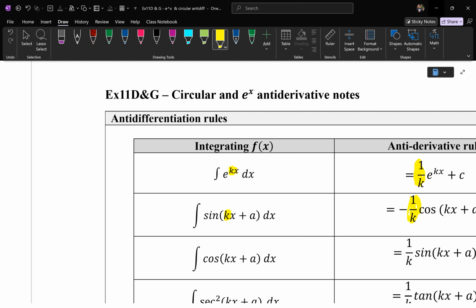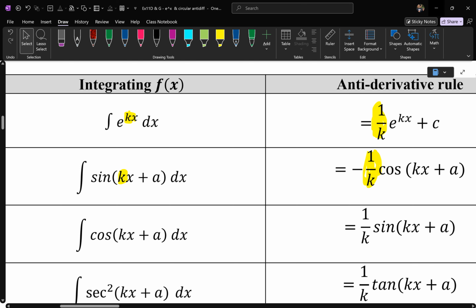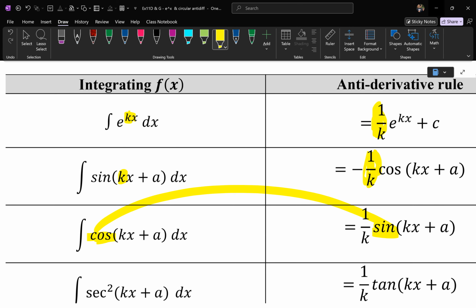Be careful with the sine and cosine. The derivative of sine is cosine, so when you do the antidiff of cosine, that's why it's positive. Whereas the other way around, when you derive cosine, you get negative sine. That's why when you antidiff sine, you get negative cos. Okay, so just being careful with that.